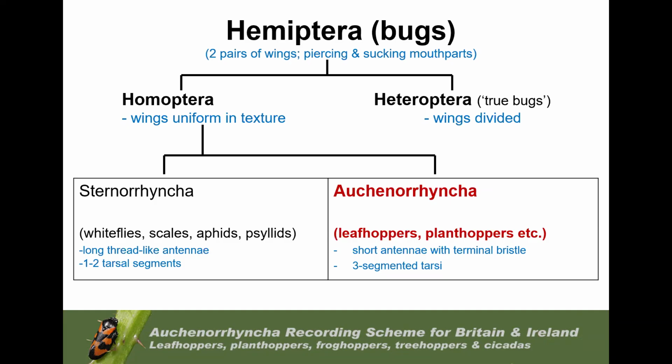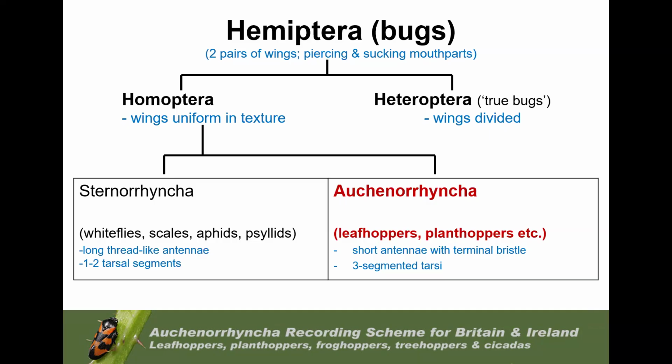So we're in the Hemiptera, the bugs. That's the order that have two pairs of wings, of course, but particularly the piercing and sucking mouth parts. They're typically divided into two suborders, the Homoptera and Heteroptera. Some people have elevated those to order level, but we'll pass over that. On the one hand, there's the Heteroptera, which are sometimes referred to as the true bugs. These are things like shield bugs, ground bugs, mirids, capsid bugs, that sort of thing.